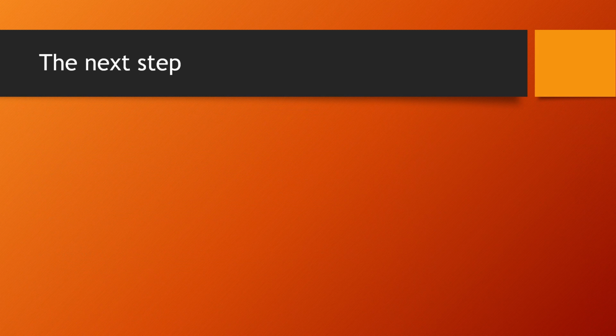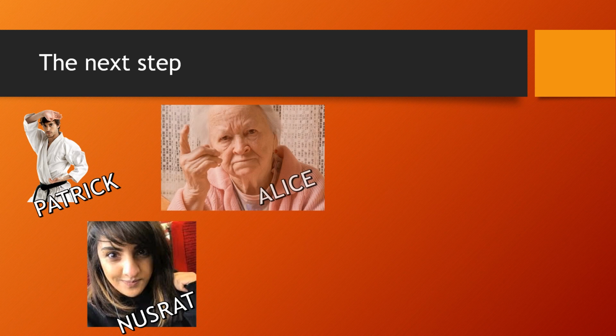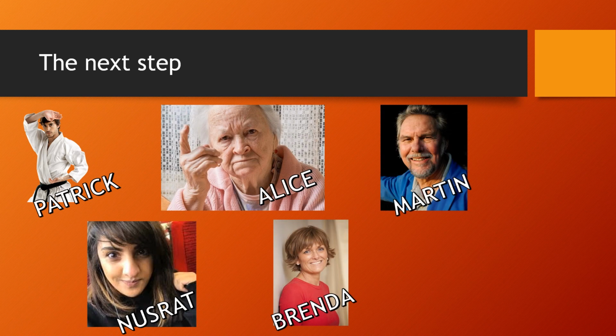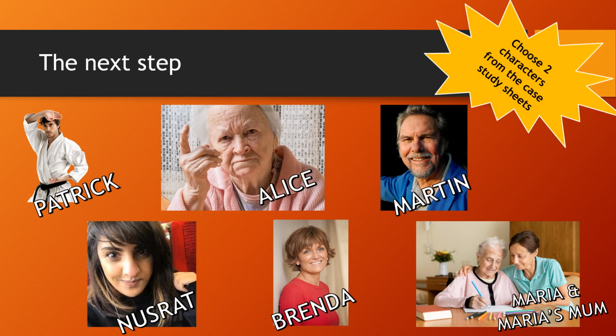So, to start wrapping up, the next steps for you. Now, you will be given a case study sheet with 6 case study characters on it. So that's Patrick, Nusrat, Alice, Brenda, Martin, and Maria, and Maria's mum. So you're going to get 2 characters in that final case study, a bit of a buy one get one free case study. Now you need to choose 2 characters from the case study sheets.